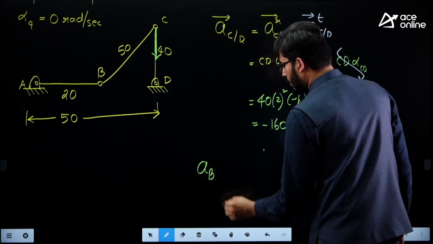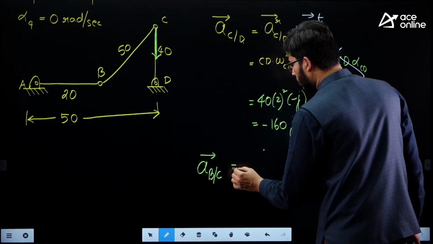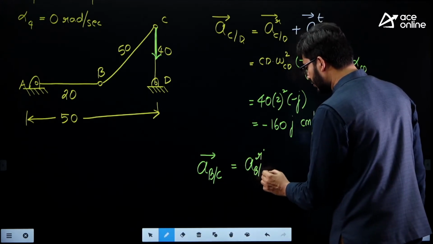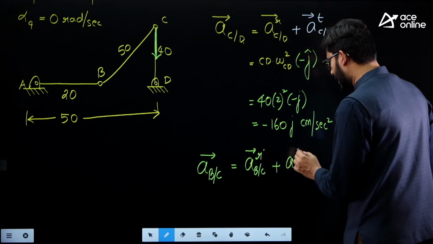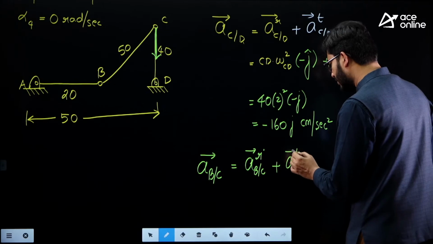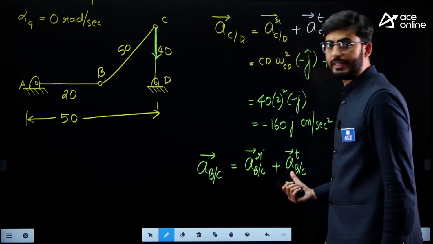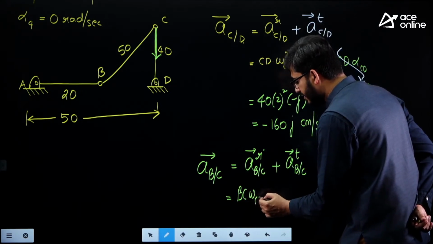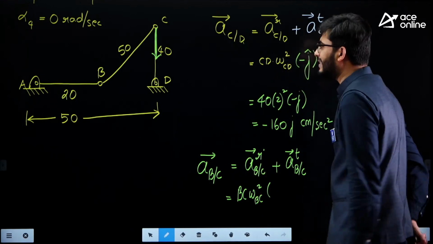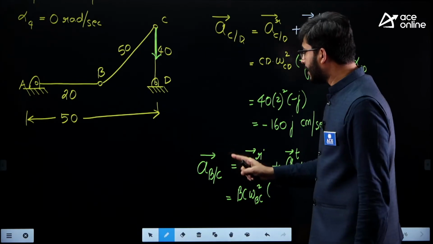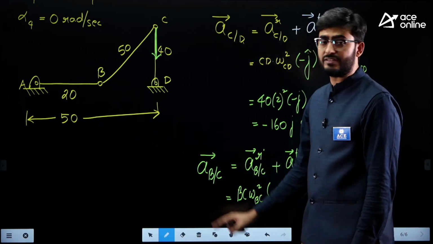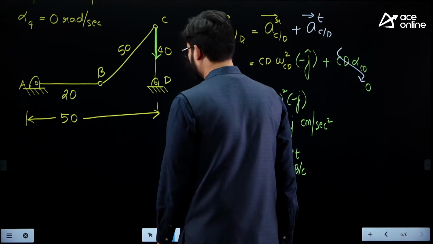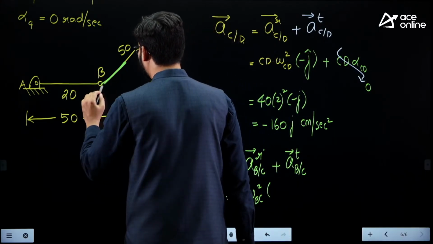Acceleration of B with respect to C is equal to the radial acceleration of B with reference to C plus the tangential acceleration of B with reference to C, guys. So here radial can be calculated very easily. We will write this as BC into omega BC square. What will be the vector? Here we are keeping C as the reference point and B as the moving point, so the acceleration will be directed from B towards C.